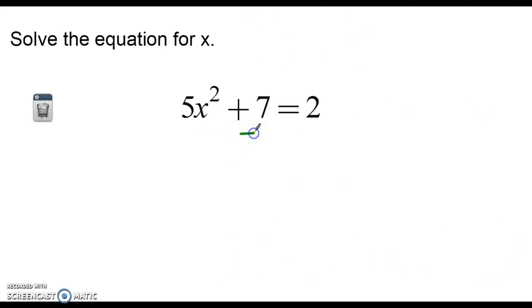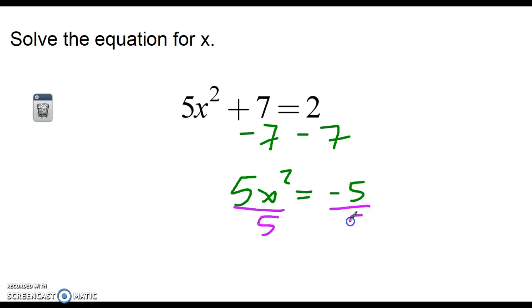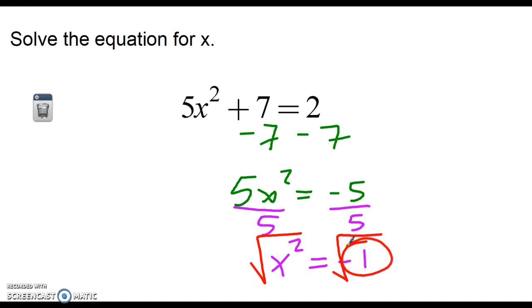Alright, one last one. Subtract 7 from both sides. 5x squared equals negative 5. I divide by the 5. X squared equals negative 1. I try to take the square root, but as soon as I try to take the square root, you should notice something. There's a negative number underneath the radical. That's a problem. There should be no real solution when you have the square root of a negative number.